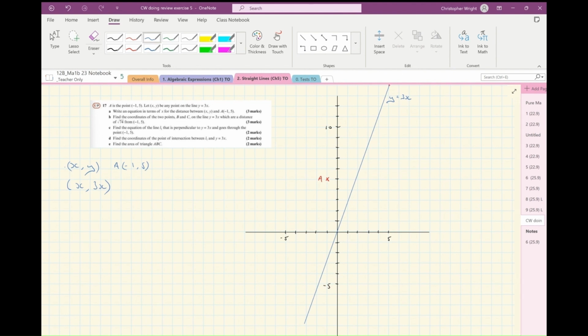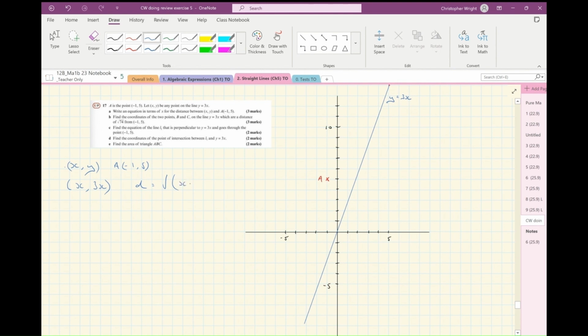Right, now I'll use my distance formula to work out the distance from my point x, 3x to the point A, which is minus 1, 5. So the distance is going to be the square root of the difference in the x-coordinates.